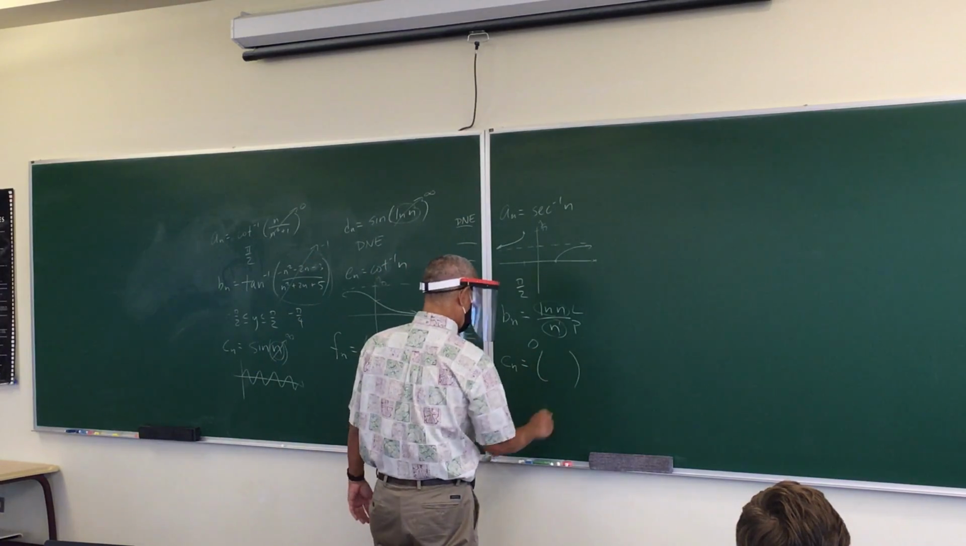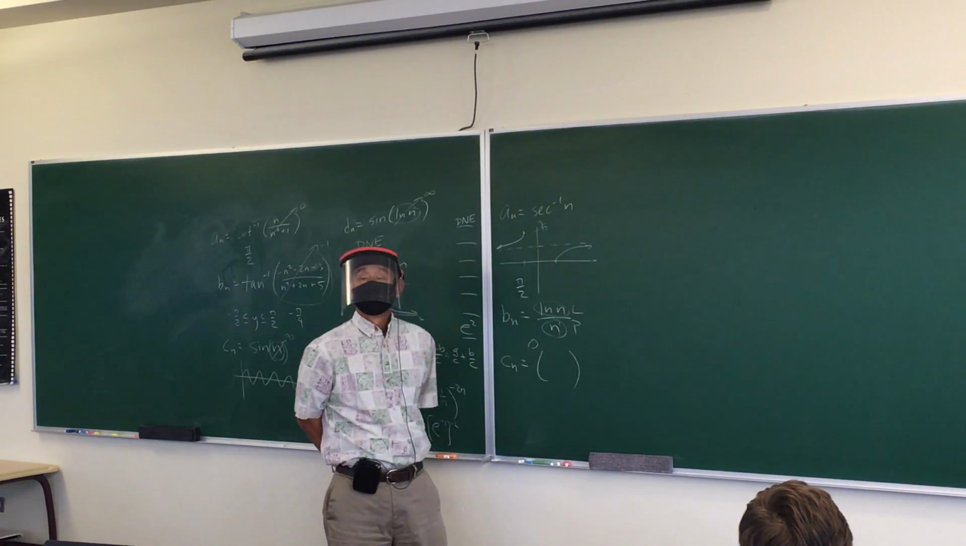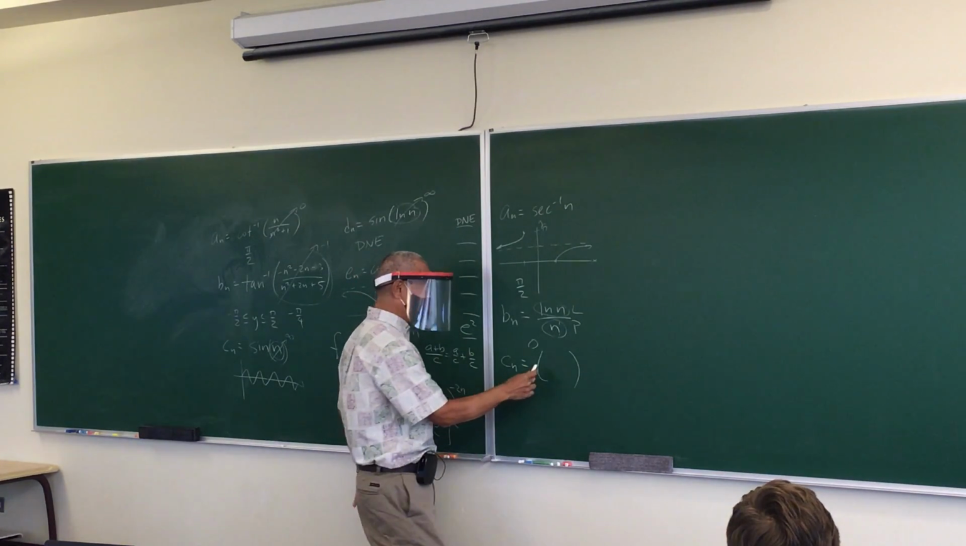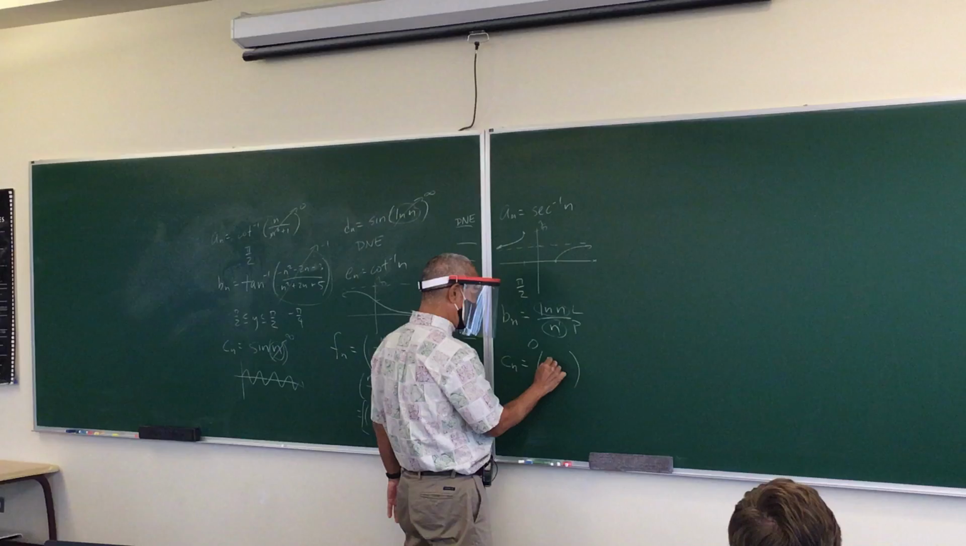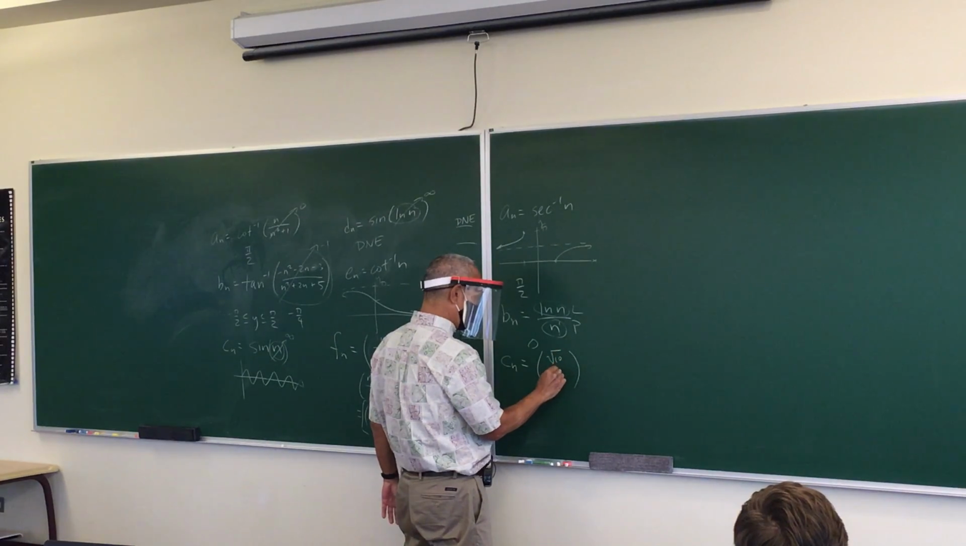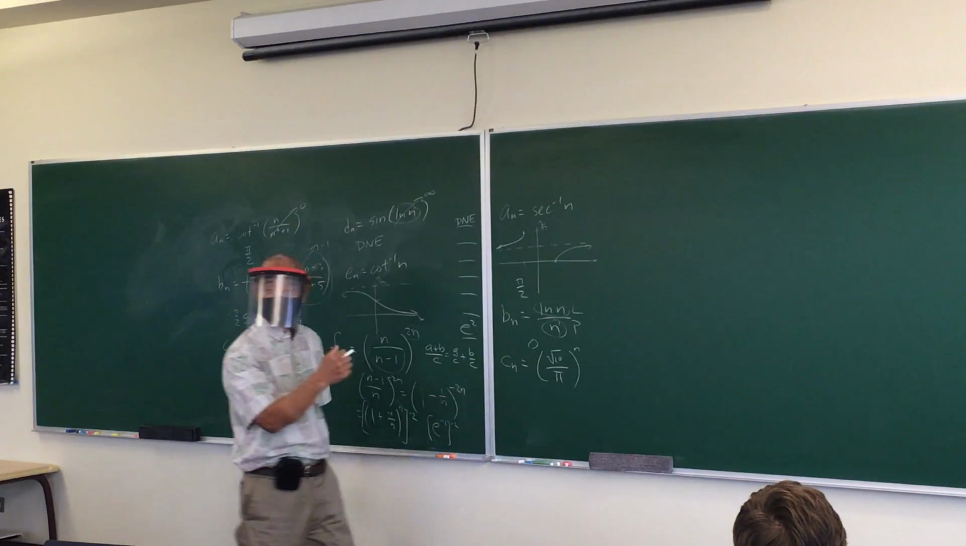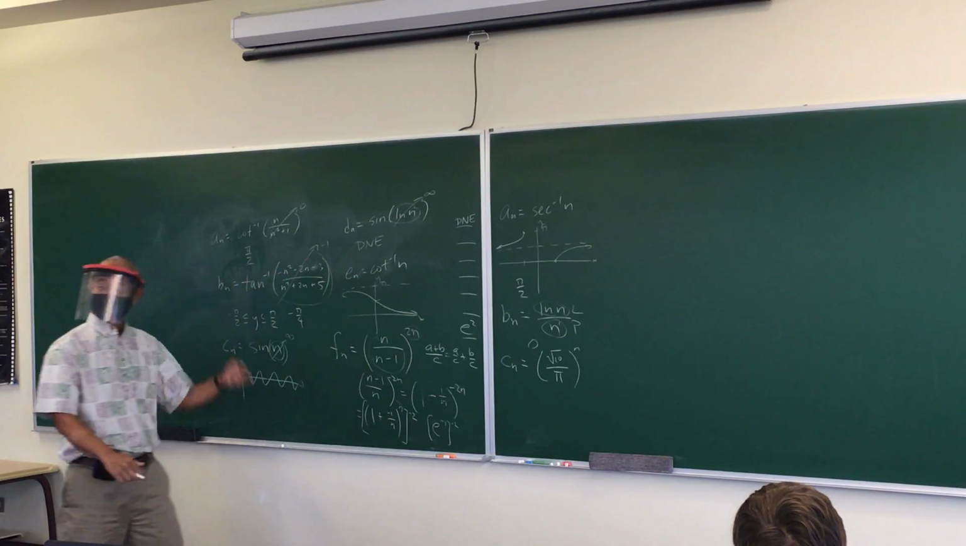Oh! Okay, wait. How about square root of 10 over pi to the n? I just thought of that now. I should have saved that for the test.